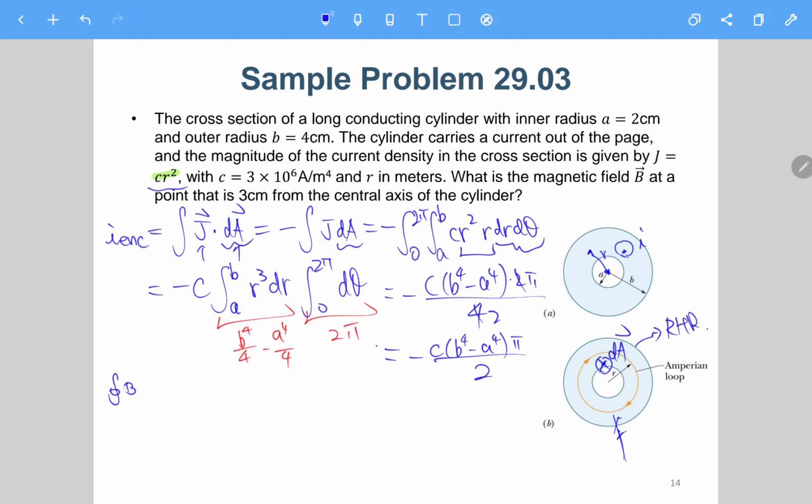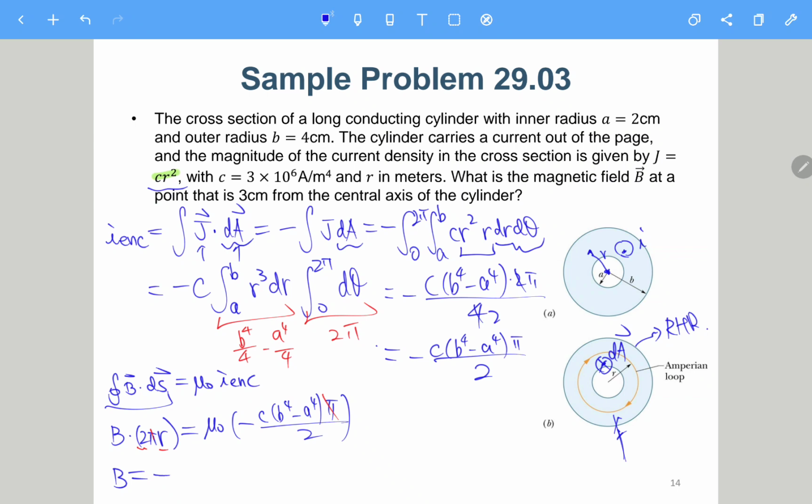So this is the integration of B dot ds equals mu 0 I enclosed. On the left side, it's similar: B times 2 pi r equals mu 0 times negative C times b to the 4th power minus a to the 4th power times pi over 2. We can cancel this pi and this pi, and move these 2 out to here, so it becomes 4 in the denominator. Which means B equals negative mu 0 C times b to the 4th power minus a to the 4th power over 4r.